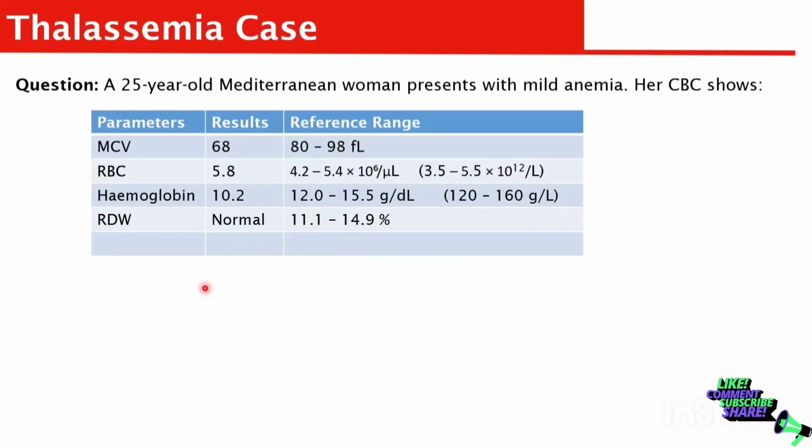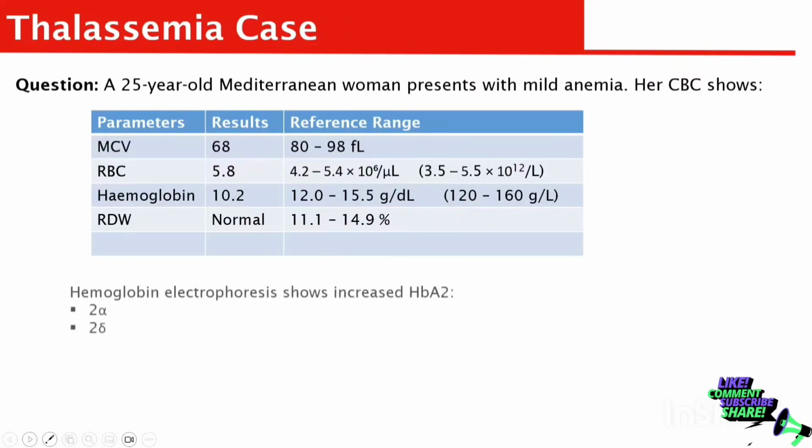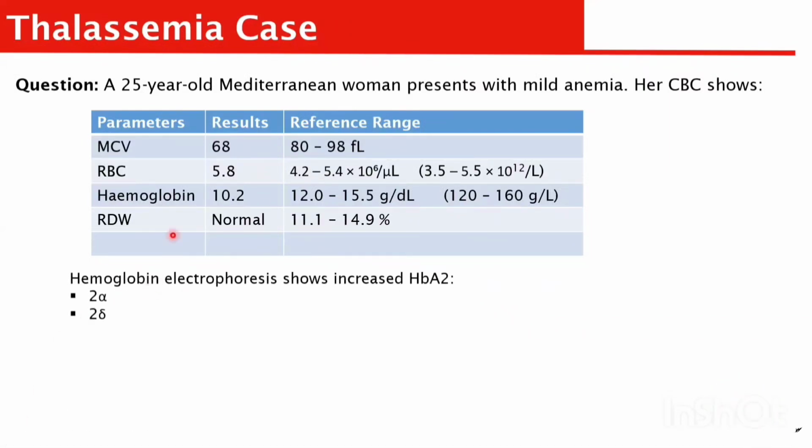So this is this patient's result. One of the things you are going to see here is that this person has a low MCV. When you look at this result, you've got to know that this person has a low MCV. But interestingly, look at the red blood cell here. The red blood cell is not low, instead it is actually high. But hemoglobin is low, and of course RDW is normal.